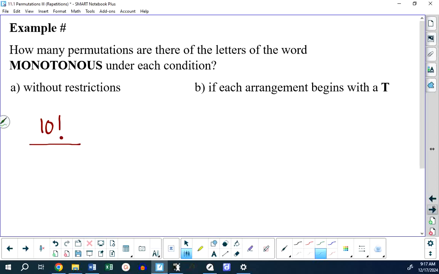So there's 1 M, that's no problem. O's, well, I've got 1, 2, 3, 4, so I need to divide by 4 factorial. N's, I have 1, 2 N's, I need to divide by 2 factorial. T's, I only have 1. And I'm going left to right, so I don't have to keep going back to the beginning and reading the same thing again. 1 U, 1 S. So that's it. This is the answer to the question.